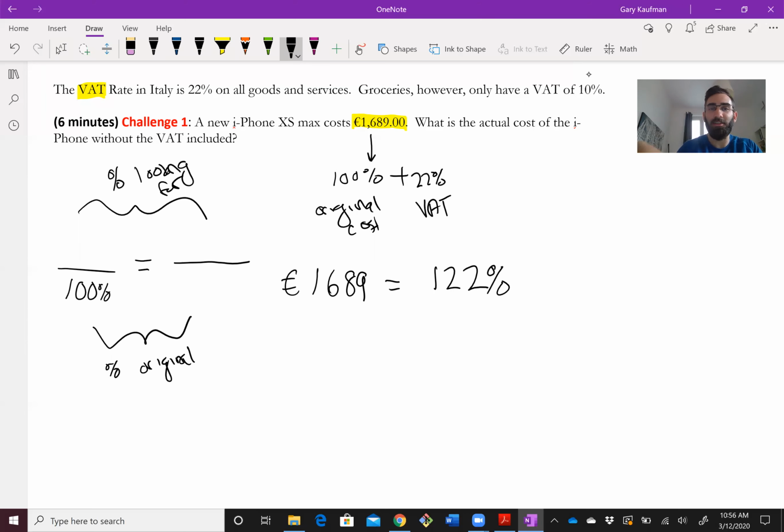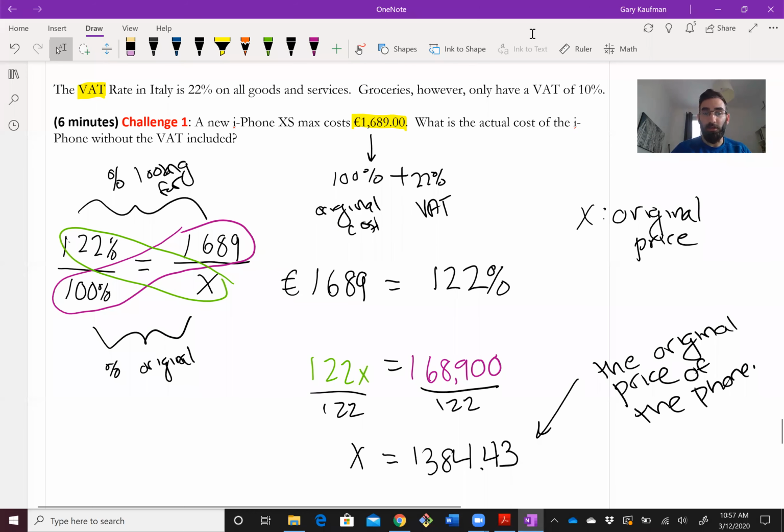In this case, the unknown, we don't know the original price, we don't know the actual price, and so that's going to match our 100%. Therefore, our 122% is the part we're looking for. It's weird to say we're looking for it, we have it. And what does this represent? 1689. So I now want you to try to solve this yourself.